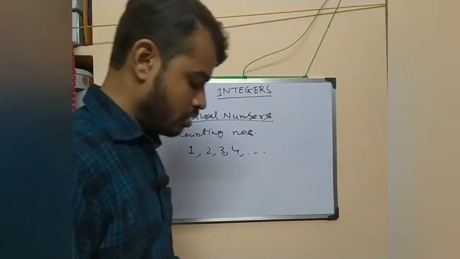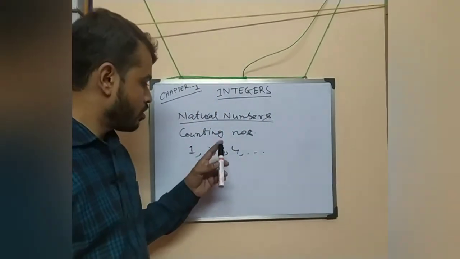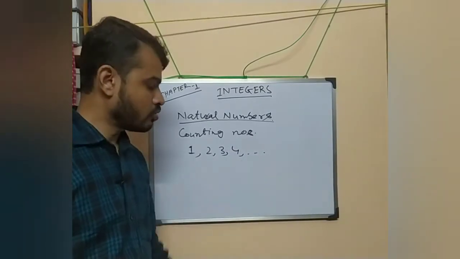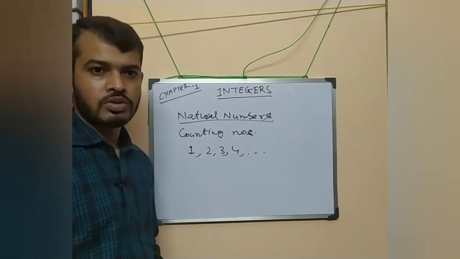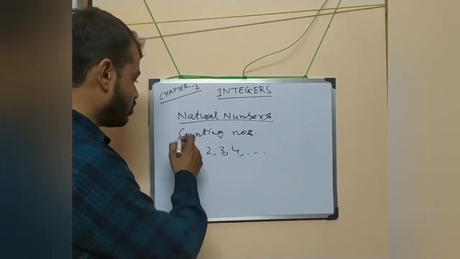See, this is 1 pen. So we call this 1 pen and we count 1. If there is no pen, we say that there is no pen. So natural numbers start from 1.